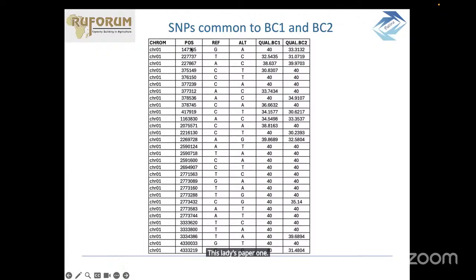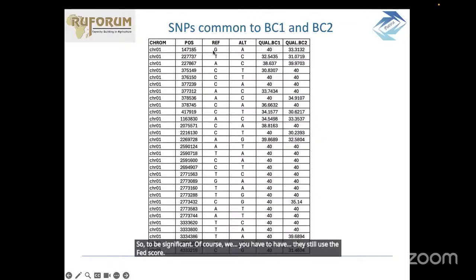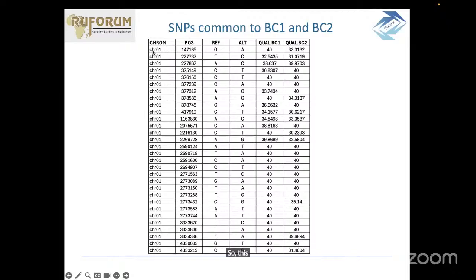Okay, thank you. So these are the SNPs that are common to both backcross 1 and backcross 2. To be significant, of course, you still use the Phred score. So this is chromosome 1, this position of that chromosome in rice. The reference, that's the parent position, was a G, the SNP is an A, and these are the quality scores.